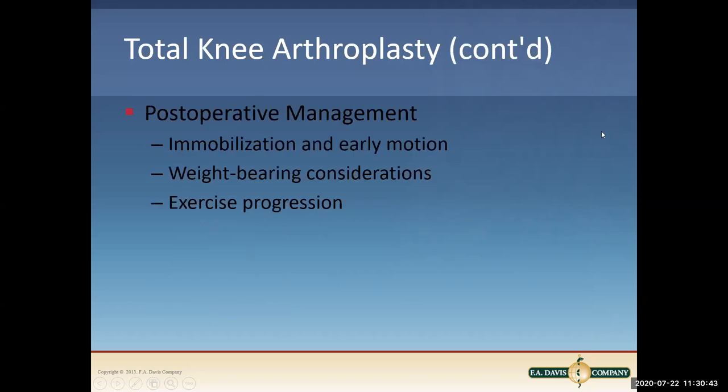So when we have the TKA or the TKR, it says immobilization and early motion. There's going to be almost no reason anymore where we immobilize a total knee replacement. We used to do it. Now, coming up from the post-anesthesia care unit or PACU, right?